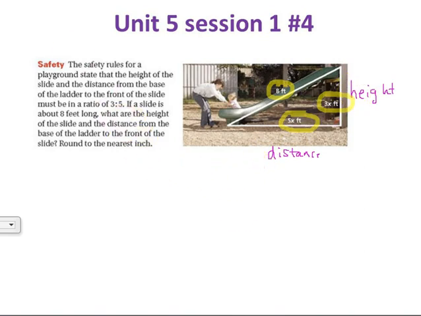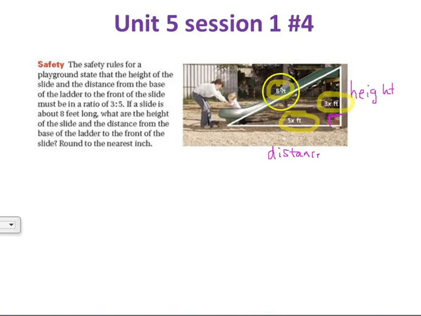So let's take a step back. What was Unit 5, Session 1 all about? It was about right triangles and the Pythagorean theorem. So remember, when we have a right triangle, we can use the Pythagorean theorem. You can only use the Pythagorean theorem when you've got right triangles. And what is the Pythagorean theorem? Because that's what we're going to use to solve this problem.